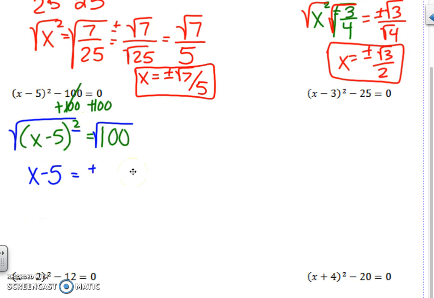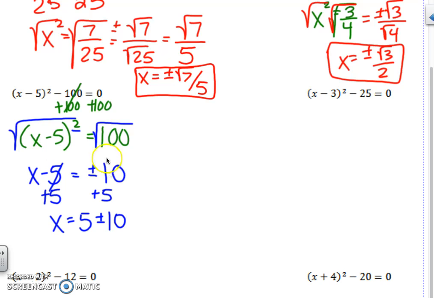Now the tricky part is remembering this plus or minus. So the square root of 100 is going to be plus or minus 10. Okay, the last thing you're going to do is you're going to get x by itself by doing the inverse operation. And how you write this problem is the 5 would go first, the plus or minus goes in between the two numbers with the 10. Okay, you always want the plus or the minus in between the two numbers.